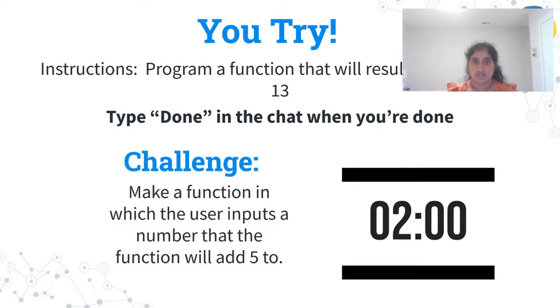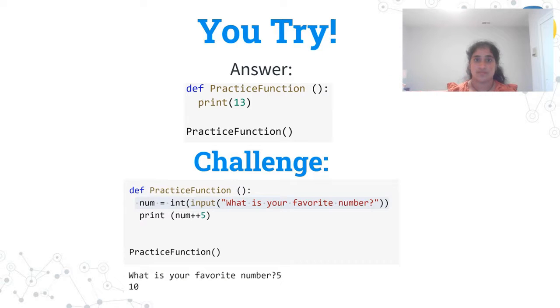Now it's your turn to practice. For this activity, program a function that will result in the number 13 being outputted. If you want a challenge, you can also make a function in which the user inputs a number and the function will add 5 to it. You can pause this video if you need time to work on this challenge. The answers are displayed over here on this slide.